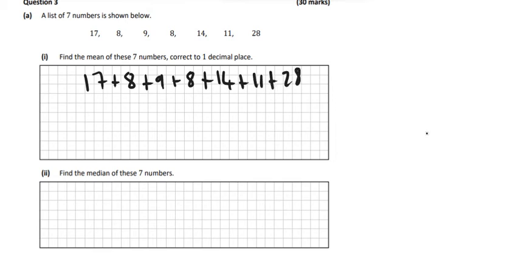So that's how you would show your workings there. So you add them all up and then there's 1, 2, 3, 4, 5, 6, 7. Actually, didn't need to count. But that's what you're going to divide by. So you can put all that into your calculator.